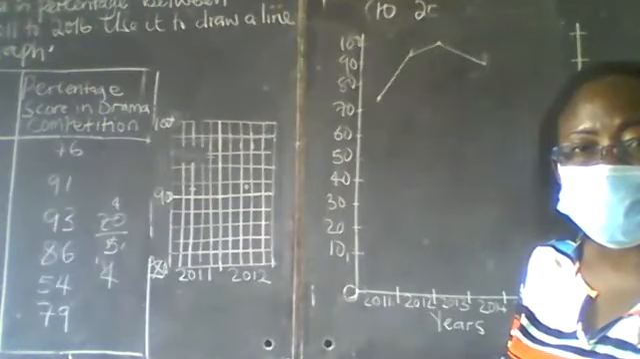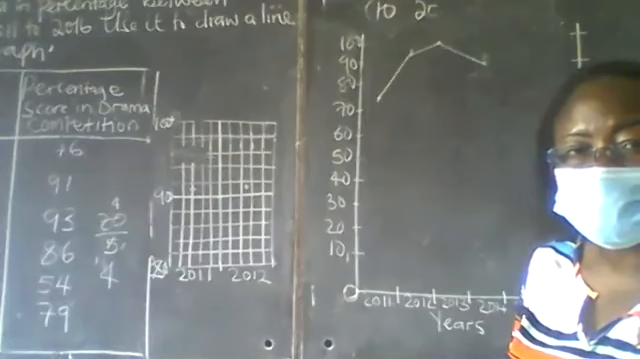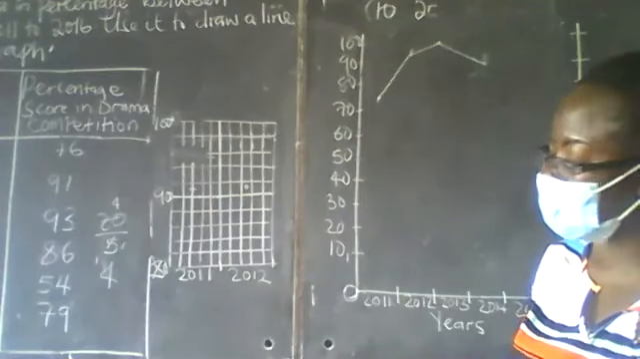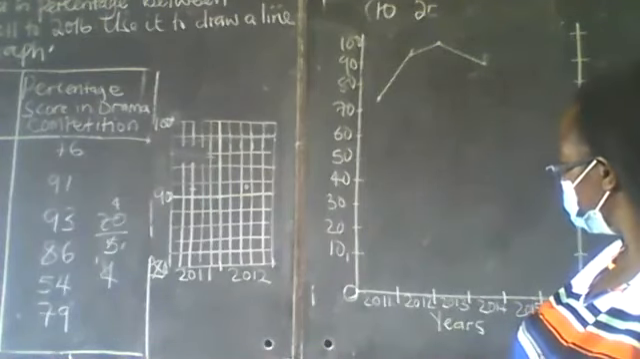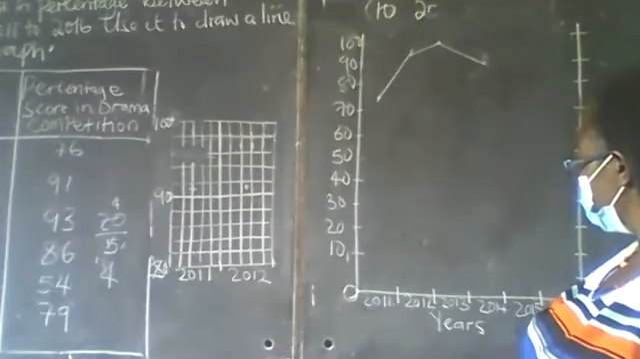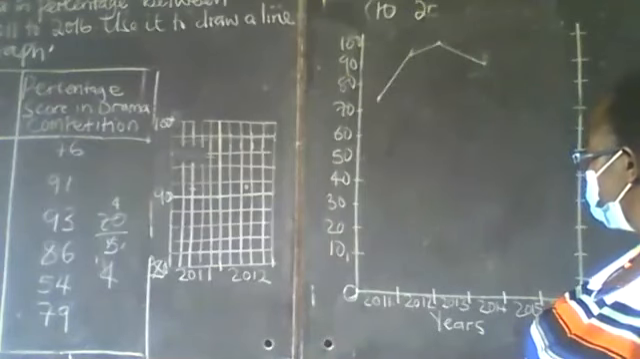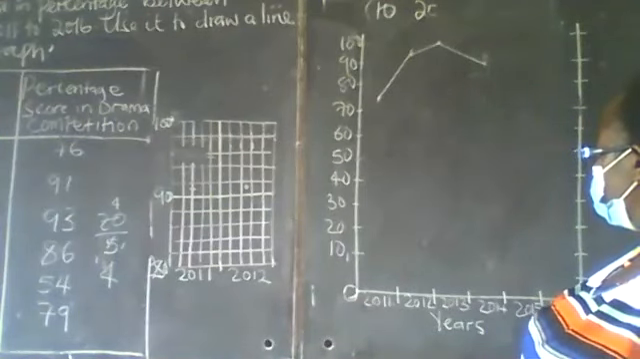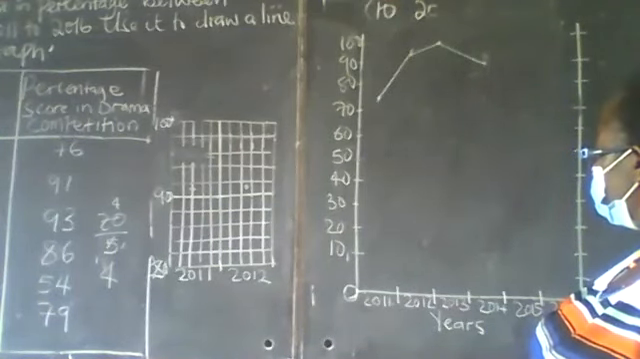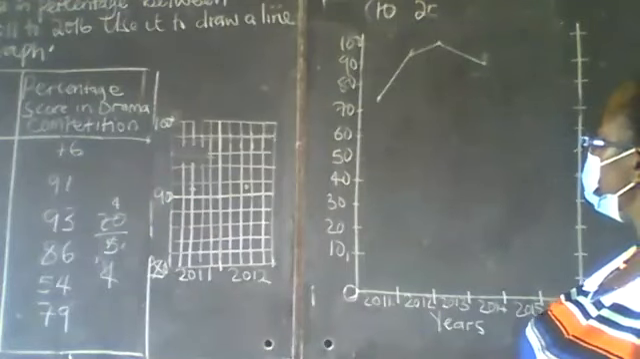Excuse me, teacher. Yes. Teacher, when we are starting to draw, why don't we begin the line from 0 to show that it goes up to 76? No, you're not supposed to start from 0, because our starting point is 76. Okay, so we're not supposed to start from 0.